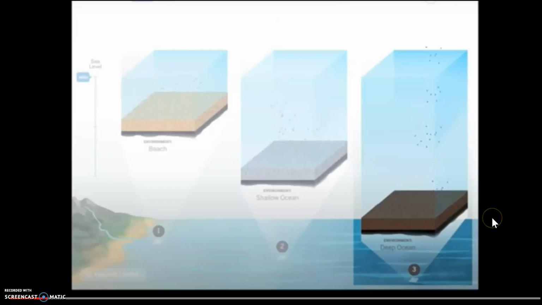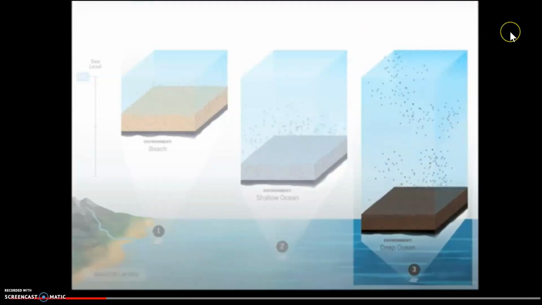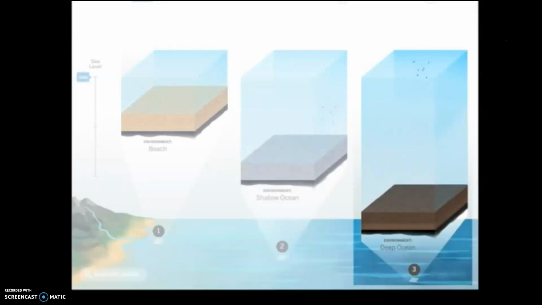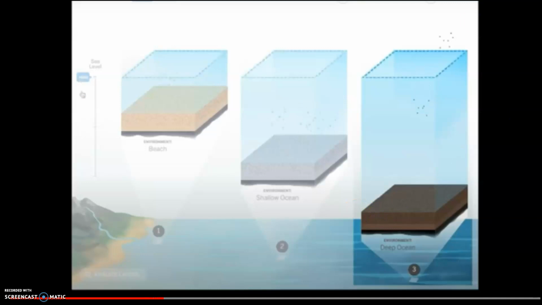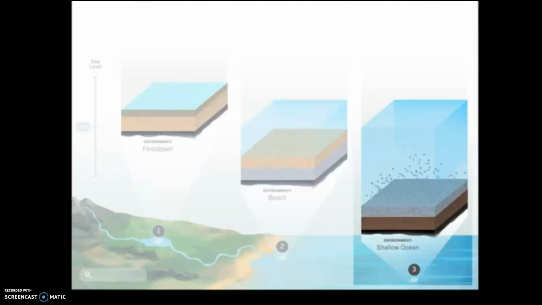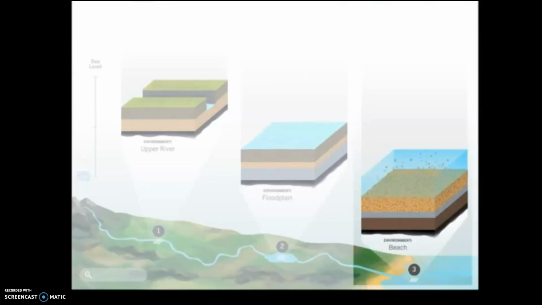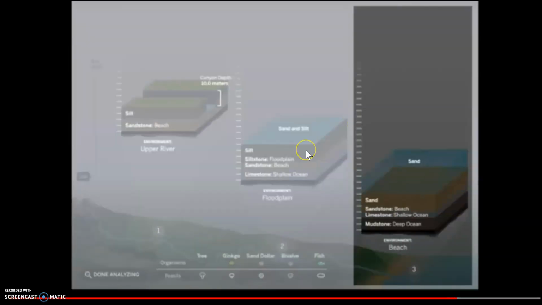Okay, so we see the deep ocean here. Okay, so it was a deep ocean for 10,000 years. Now it's a shallow ocean. So we have a different rock layer forming on top for the next 10,000 years. Okay, the sea level changed again. So now it's a beach. Okay, so it was a beach for 10,000 years. Now they're adding another 10,000 years. All right, and let's pause it right here.